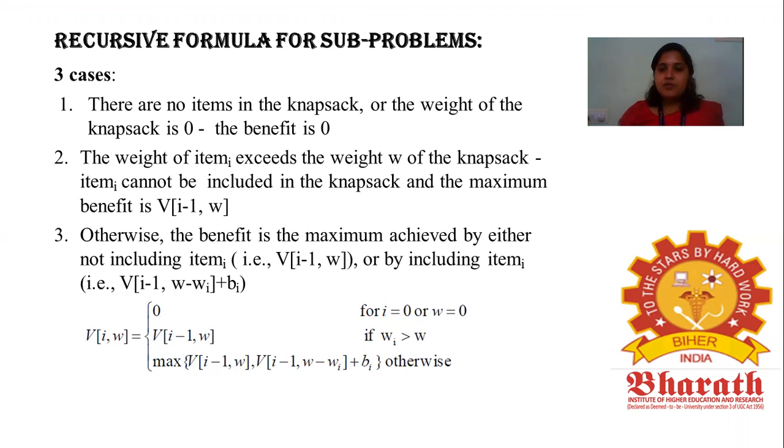Next, if neither of those cases applies, if the weight of an object is less than the capacity of the knapsack, then what we have to do is choose the one which is maximum between the two: the current object, and the previous one along with the object already present in the knapsack. You will be checking and choosing the one which is the best. That will be considered and added into the knapsack. These are all the three cases.